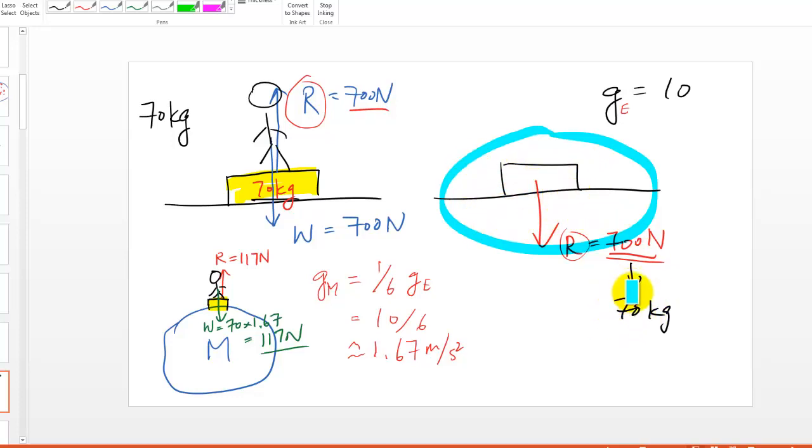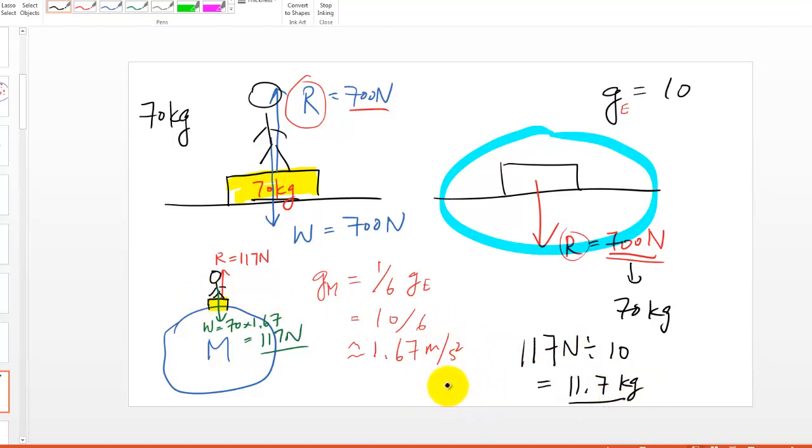Internally, it will convert the 117 Newton to the reading by dividing it by 10, because the electronic balance would never expect you to bring it to the moon and use it, right? So the reading will be 11.67 kg. In that case, if you bring the electronic balance onto the moon, you will read this reading instead.